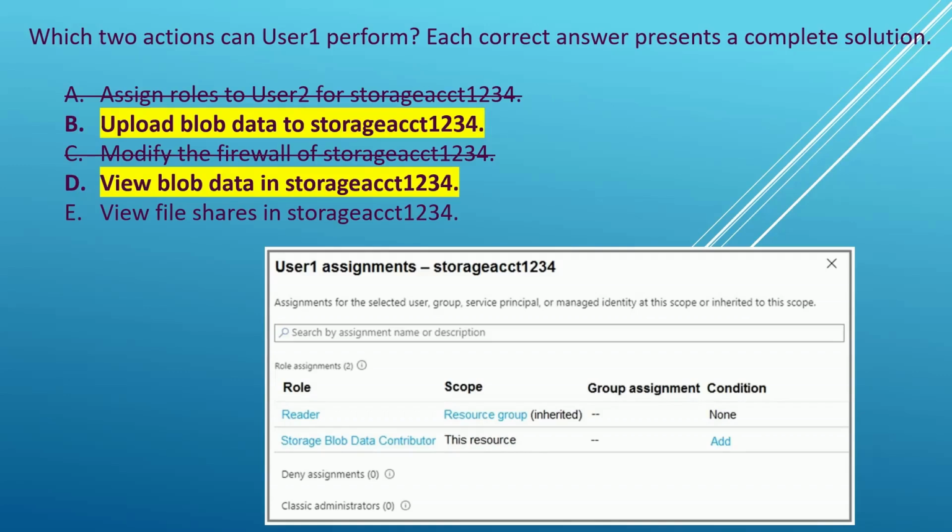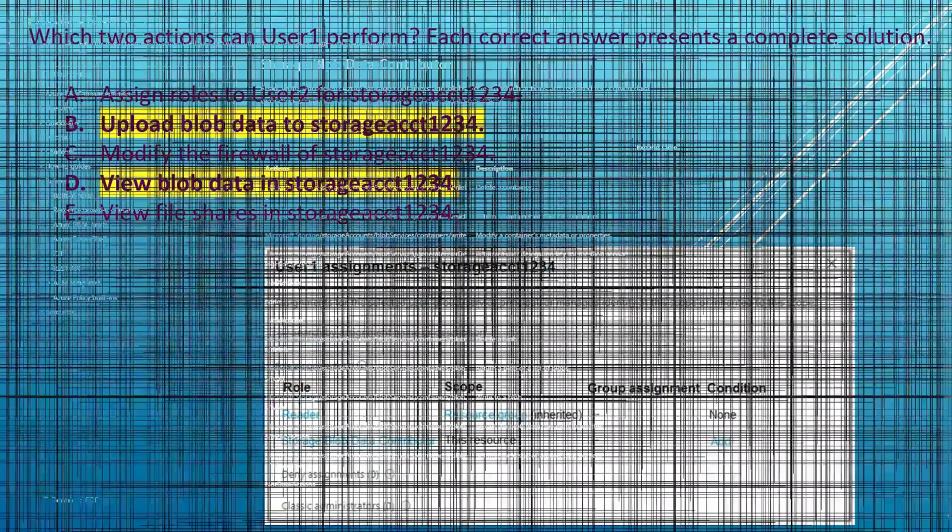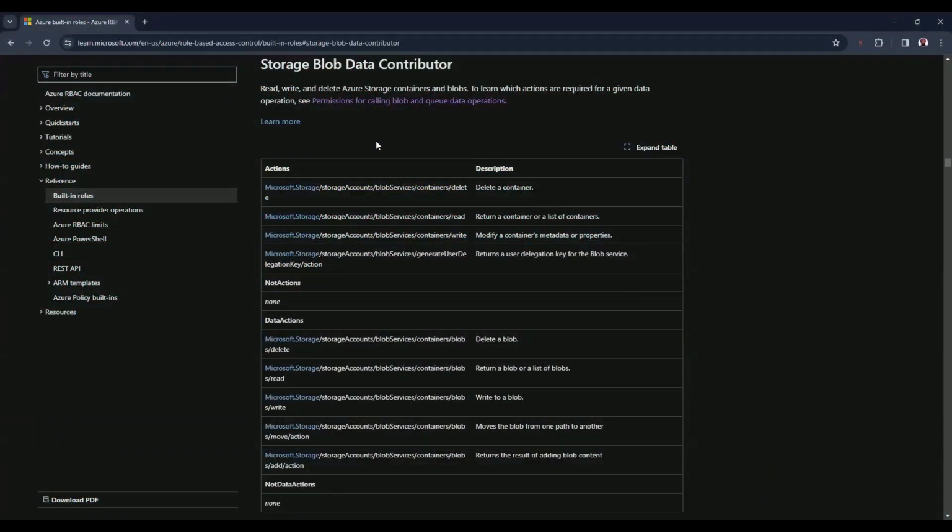However, for clarification, you need storage file data SMB share contributor role to view file shares in a storage account. So let's read through the permissions of storage blob data contributor role. It says read, write, and delete Azure storage containers and blobs. Now in the actions, you can see it has 4 permissions defined. It can delete a container, return a container or a list of containers, modify a container's metadata or properties, and return a user delegation key for the blob service.